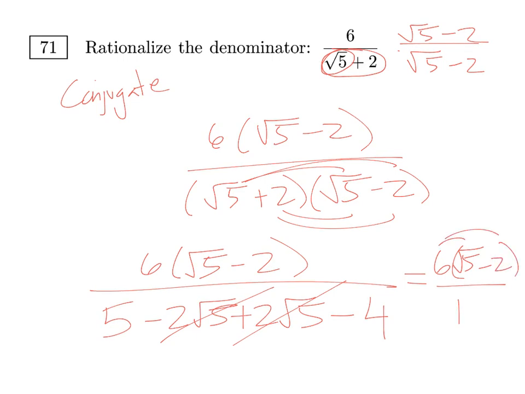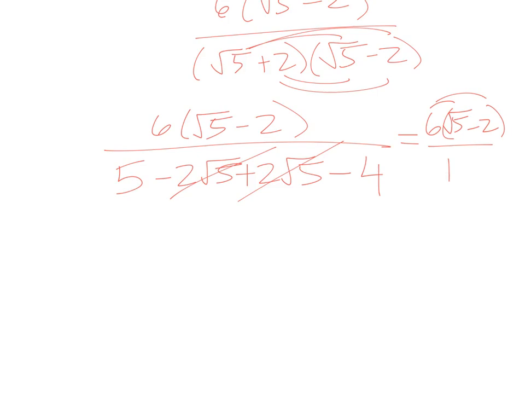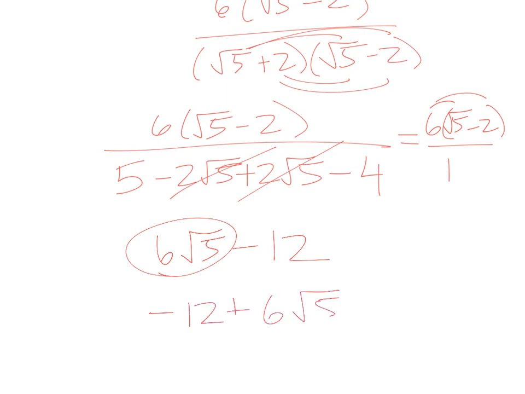Alright, I'm going to distribute here. So I end up with 6 square root of 5 minus 12. And typically we put the square root second after the whole number. So it's going to be negative 12 plus 6 square root of 5. The order doesn't really matter, but it may be presented differently on a multiple choice test, so watch out for that.